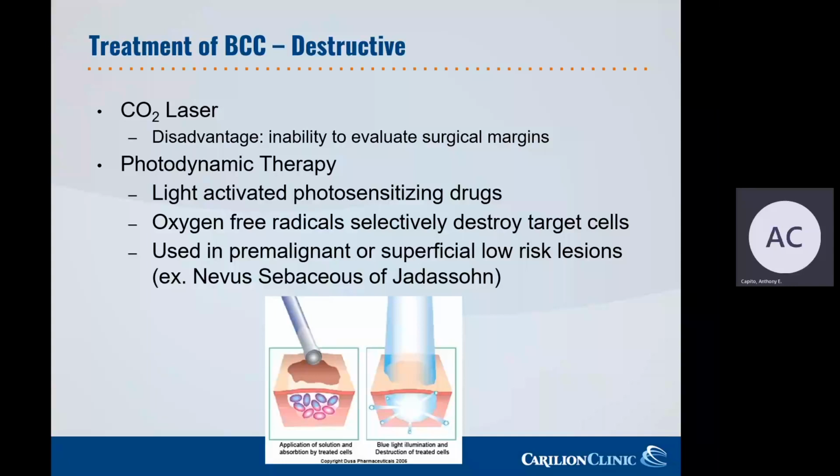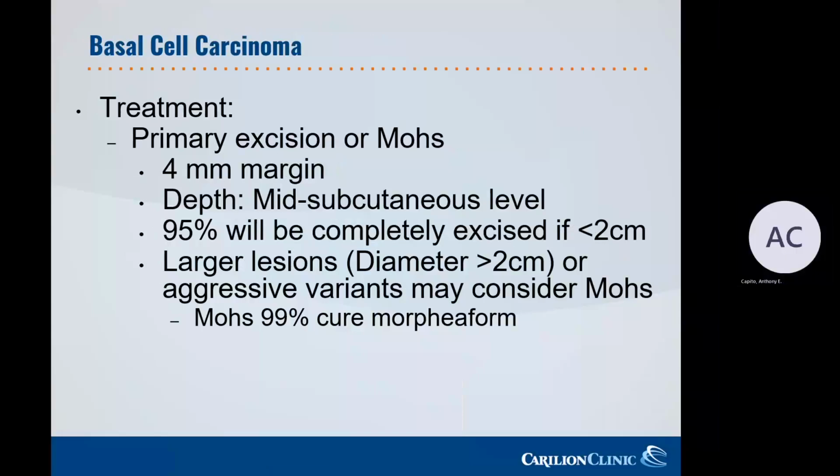And then there's IPL or blue light treatment. They give a light-activated drug over the skin. The oxygen free radicals destroy the cells with application of the blue light. The thinking is that these are more metabolically active, so they take up the photosensitizing drugs more quickly, and then the blue light causes the free radicals to destroy them. So, very low risk lesions, basal cell superficial spreading. This is a treatment modality, the IPL or the blue light treatment.